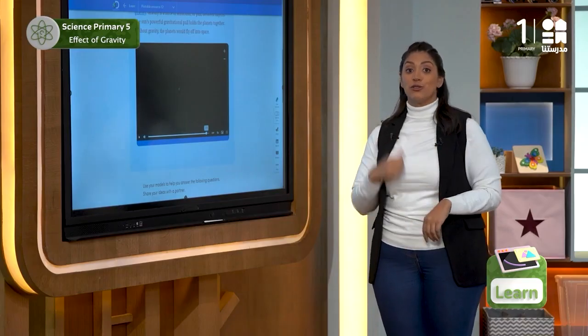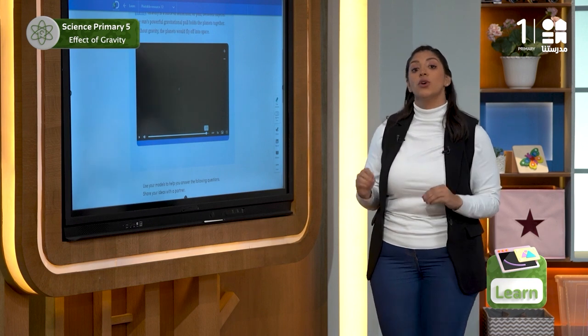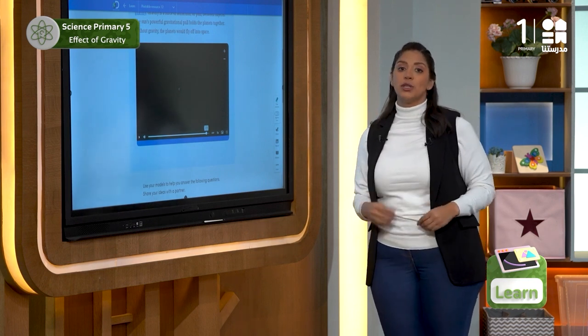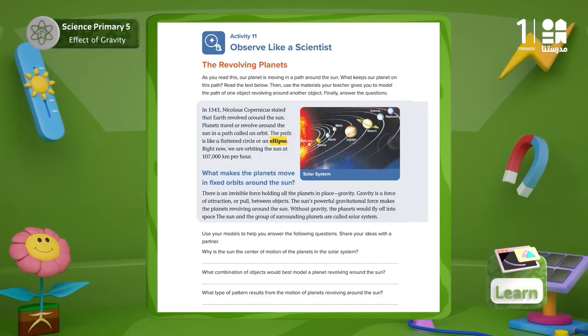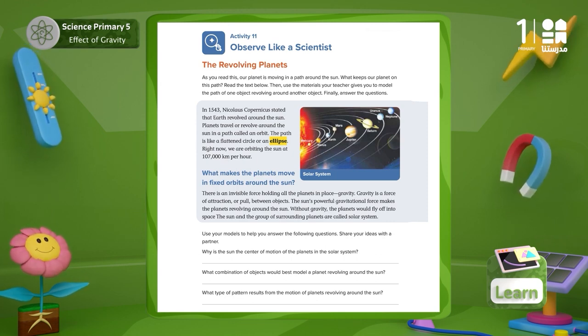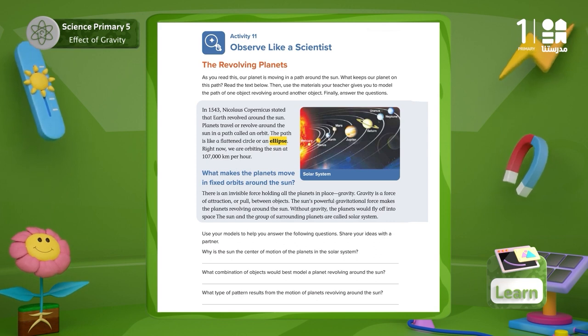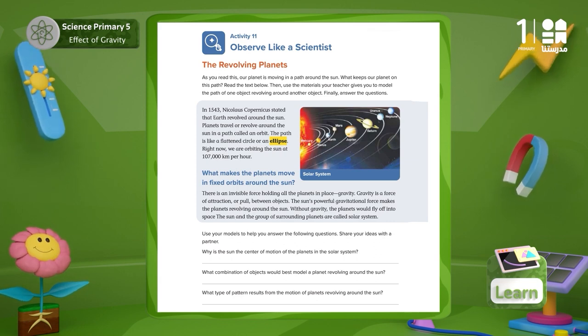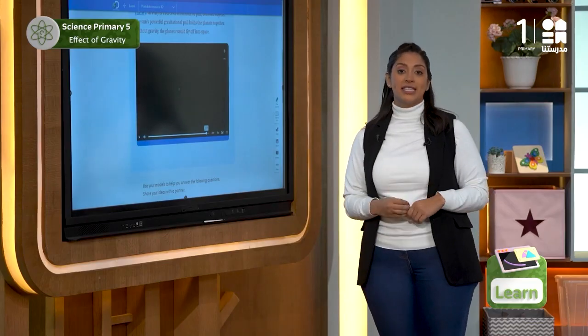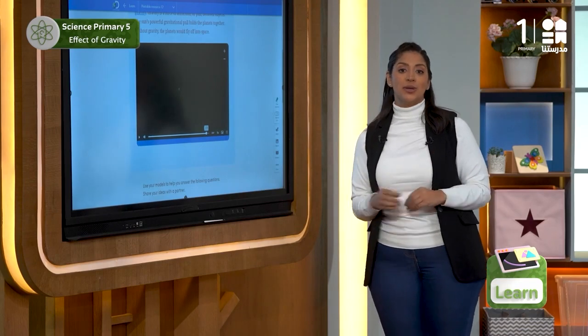Now, you can return to the text in your book and record your observations to help you answer the questions of the following text. After we read the text, we can answer the questions together.